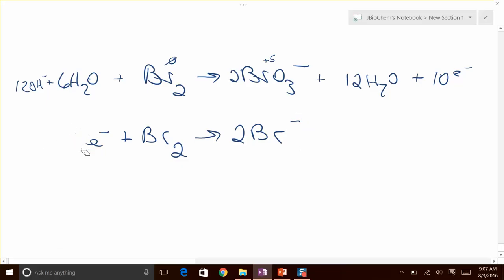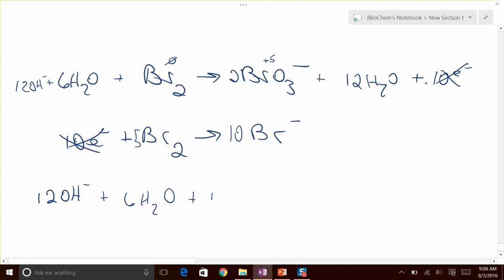Okay, now I have to make these two match. So I need to multiply this by 5, which I didn't have to do before. So we're going to get 10 electrons plus 5 Br2s plus 10 Br minuses. We're okay with that? Yes.